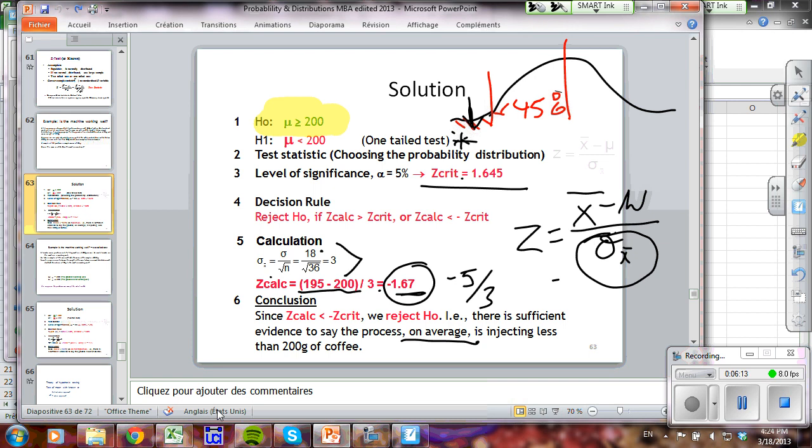You need X bar, you need mu, you need either a population standard deviation and a sample n, or the sample standard deviation, and you can calculate the one sample z-score and test to see if it's significant. That's just a little math for you.